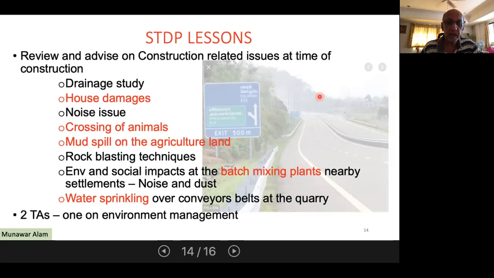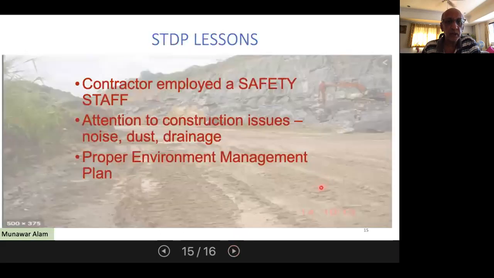And at the batching plant where concrete mixing takes place, we had to ensure that the environmental and social impacts are reduced and mitigated, and that there are noise barriers all across so that people living nearby are not impacted. And then the quarry, where huge rocks are broken into smaller rocks for use on the pavement. There's a lot of air pollution at these sites, and therefore water is sprinkled on the long conveyors carrying these rocks, so that people in the nearby area are not impacted. So what I've told you are some of the issues that had to be addressed at the site.